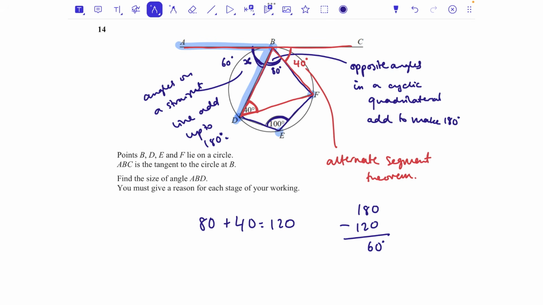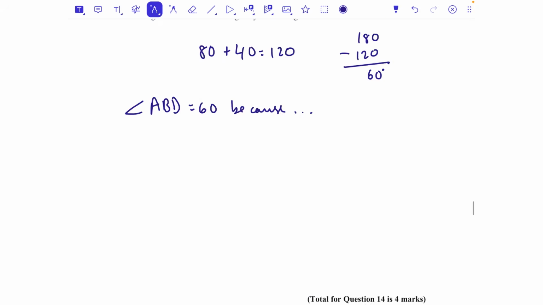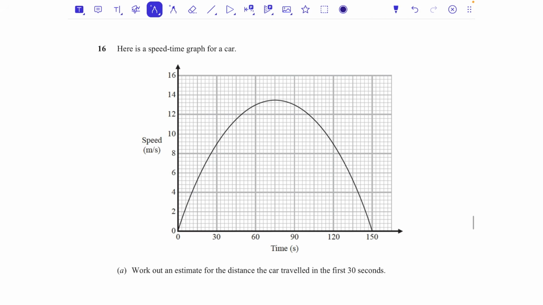I find it much easier just to annotate the diagram with your reasons. You can write down here like angle ABD equals 60 because, and that's absolutely fine. But as an examiner, it's much easier for me to see your reason on the diagram there with the working out, just a lot easier to see. So there we go, 60 degrees for that one, and you had to give all the reasons.